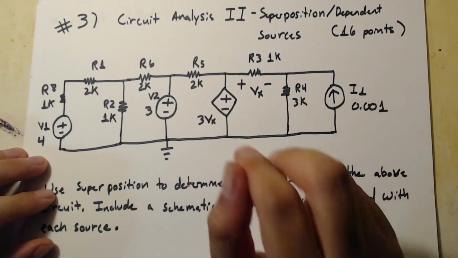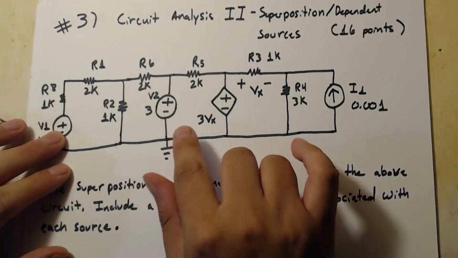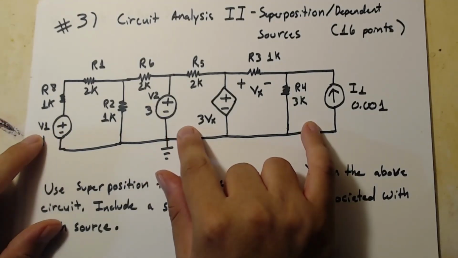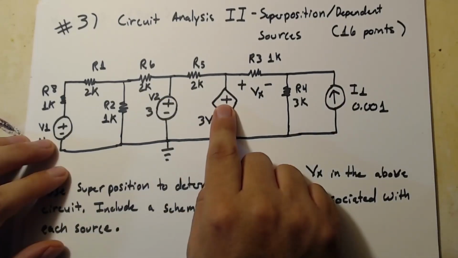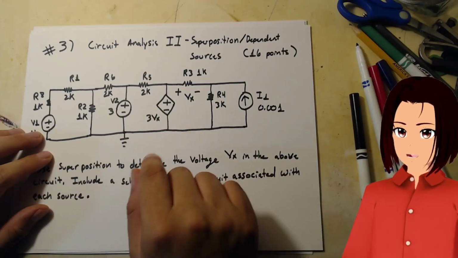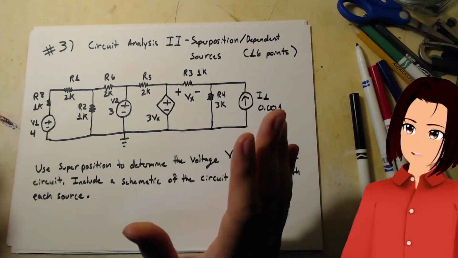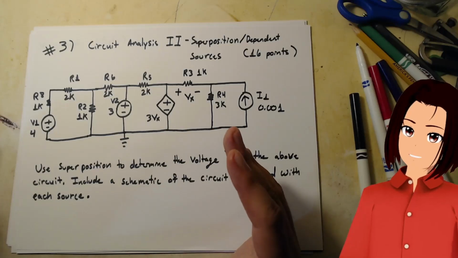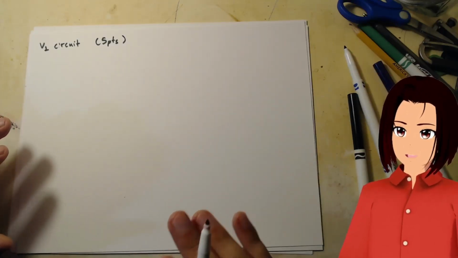Essentially, the problem asks us to draw a circuit schematic for every independent source, which means that if we're going to do V1, we have to turn V2 and I1 off, and you'll see that. But we cannot turn off the dependent source. We have to keep that on for every independent source, and I'll show you how that works. We have to do it that way, or else we're not going to get the correct answer. So I'm going to draw the V1 circuit, and this whole section is worth 5 points.